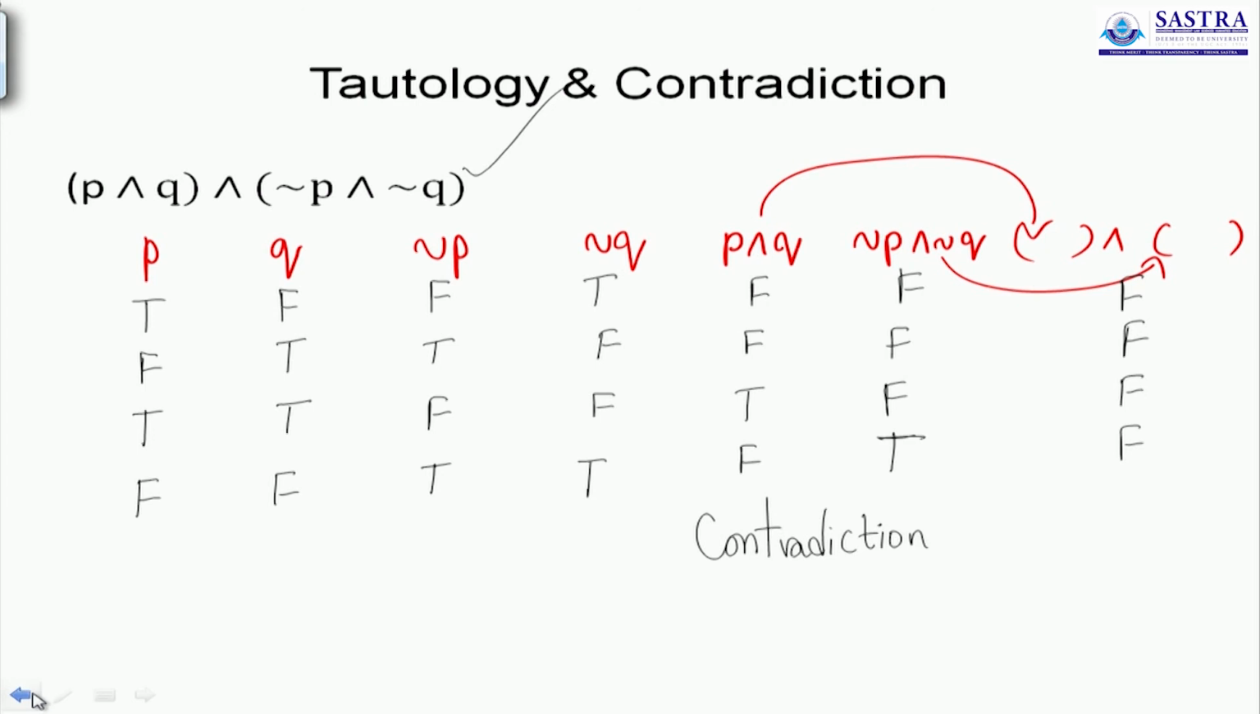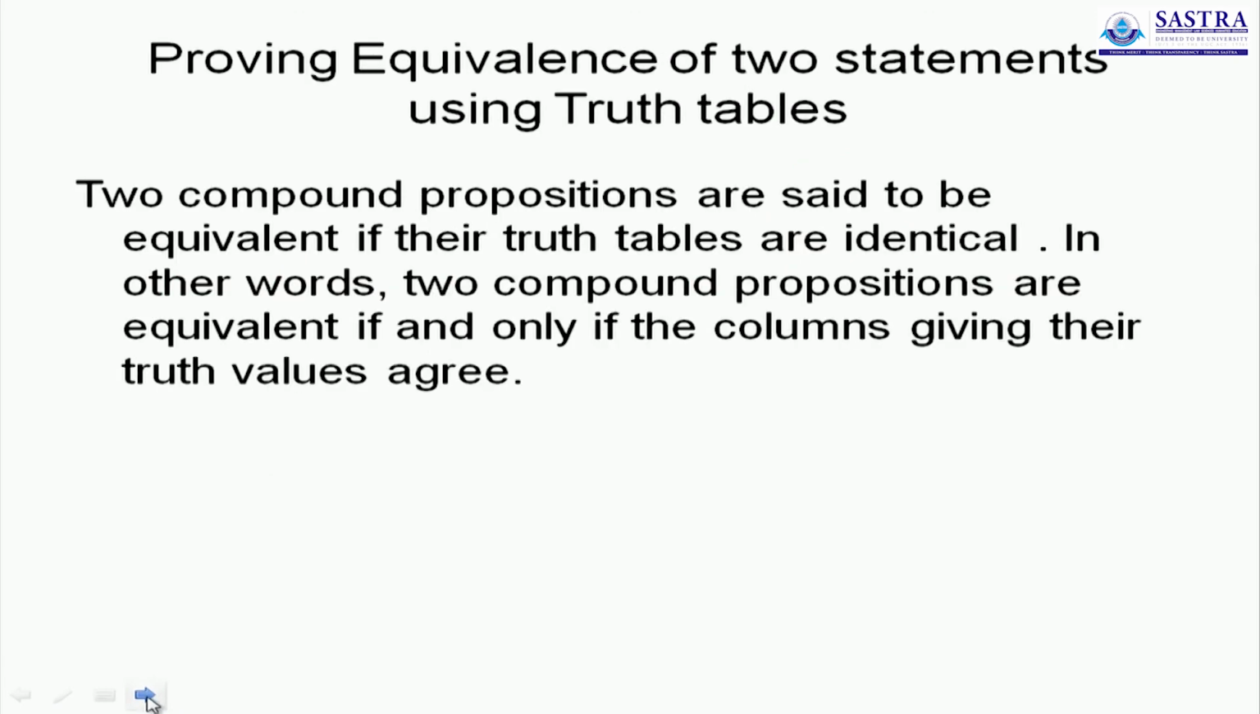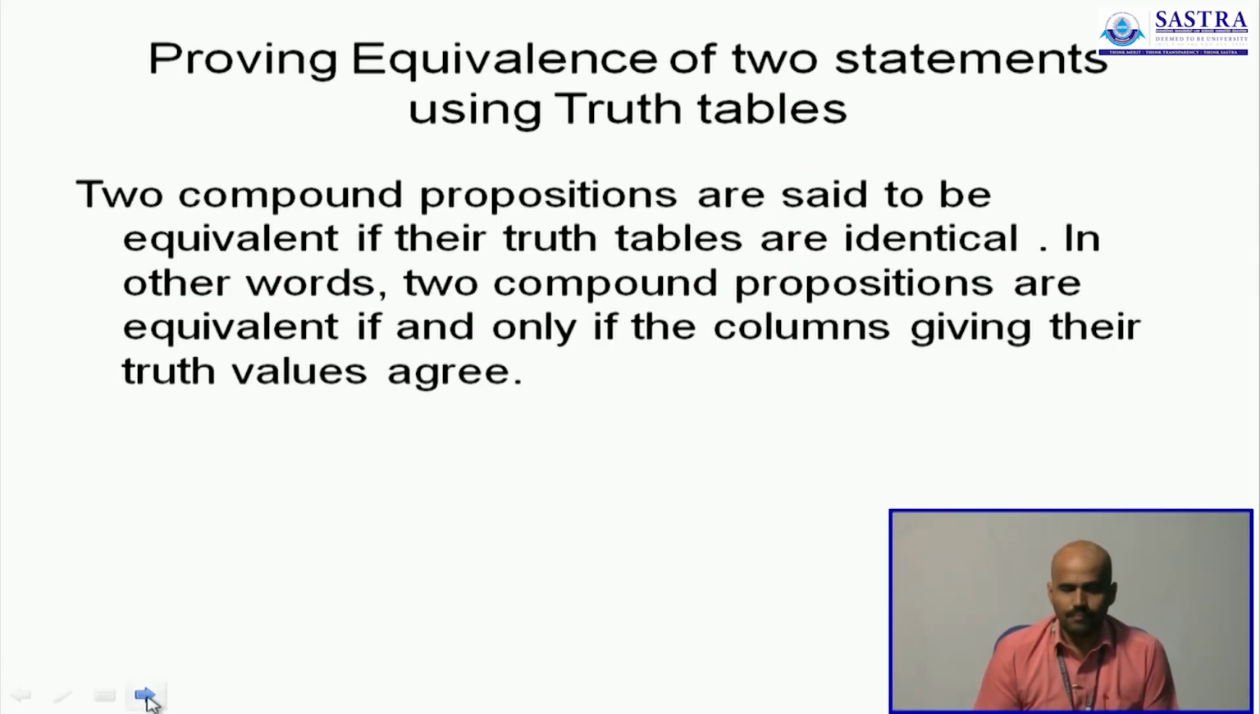So we have had a look at what a tautology is and what a contradiction is. Now let's go to this next section where we show that 2 statements can be shown to be equivalent. The definition goes on like this. It says 2 compound propositions are said to be equivalent if their truth tables are identical. What do you mean when you say identical? In other words, two propositions are equivalent if and only if the columns giving their truth values agree, they match. They must be 100% match.